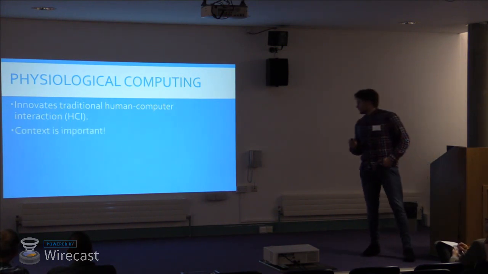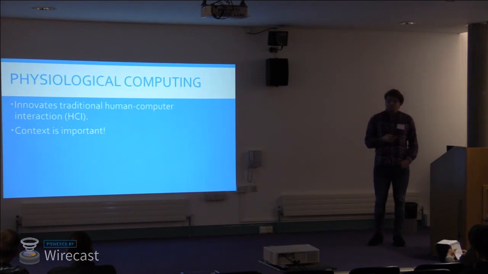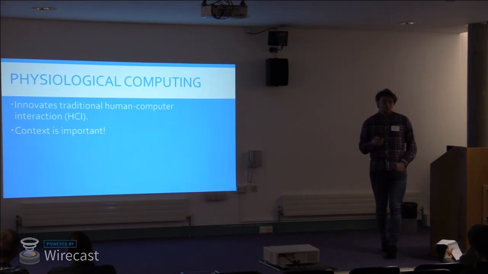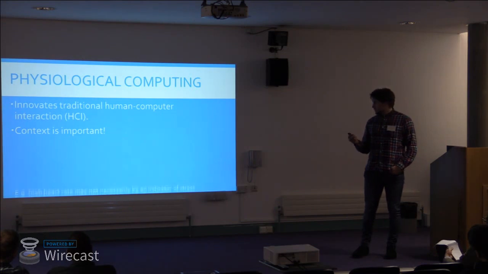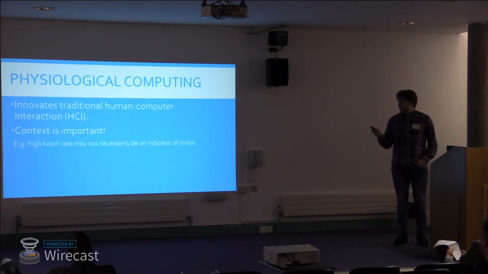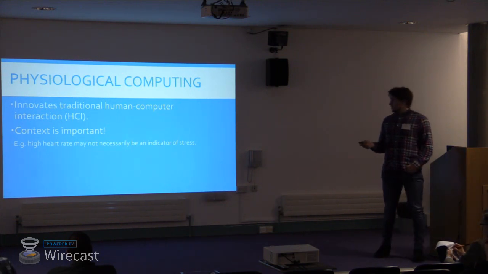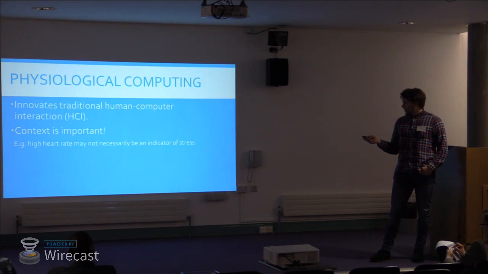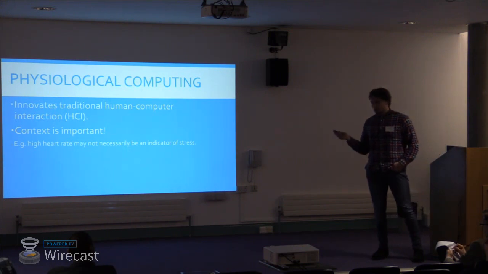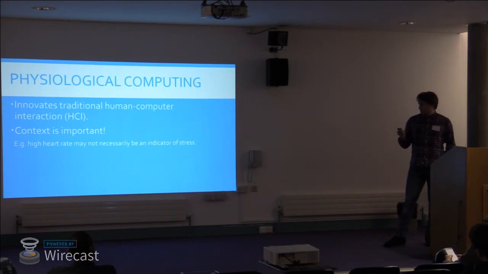And within this research field, context has been cited as an important element. It has allowed these systems to become adaptive and to also deliver a more personalized line of service. Additionally, it has allowed physiological systems to resolve ambiguity within data sets. So for example, consider a data set showing a high heart rate. We can use contextual data in the form of accelerometer data taken from a smartphone to conclude the origins of a high heart rate.